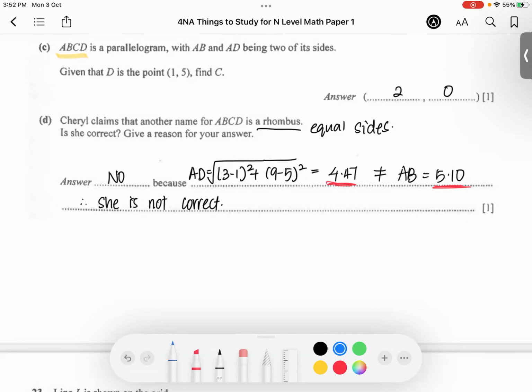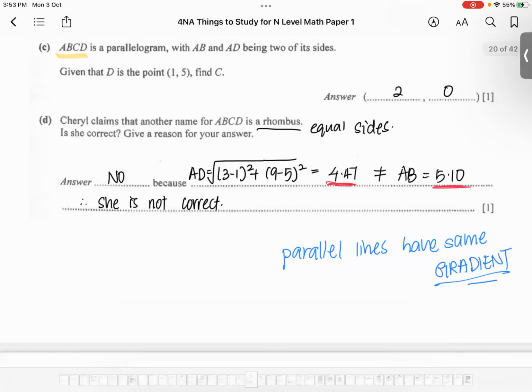For example, is this a trapezium? How to show whether it is a trapezium or not? They must have parallel sides. So parallel lines have what? What is the same? Same gradient. So if they want you to show trapezium, parallelogram, or whichever, parallel lines have the same gradient, then you find the gradient. If it's a rhombus, you can say the lengths of the sides are the same, or for a square, the lengths of the sides are the same. Then you can find the length. So parallel lines have the same gradient.